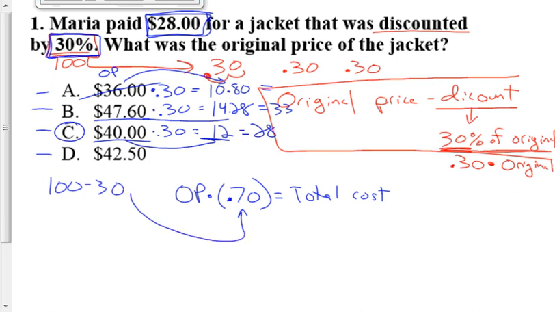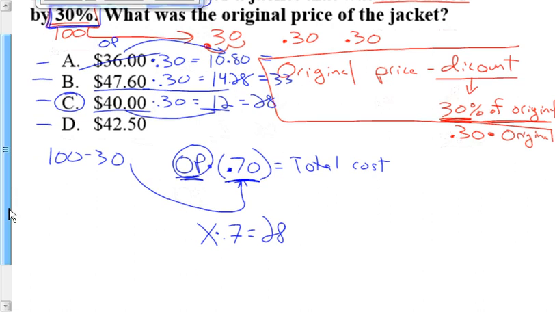So instead of doing a two-step process of find 30% and then subtract it, you can take your original price, multiply it by 70%, because that's how much you are paying, and that's going to be the total cost. All right. So since we're looking for the original price, our equation can be something like x times 0.7 equals the $28 that we paid.